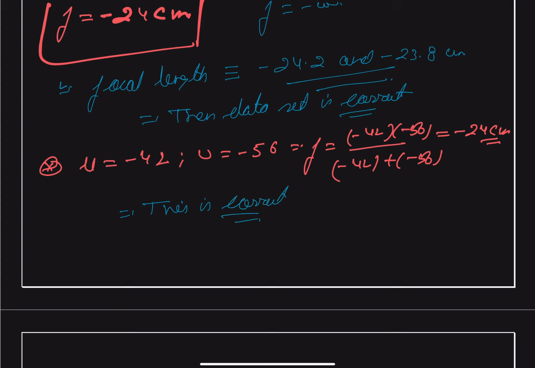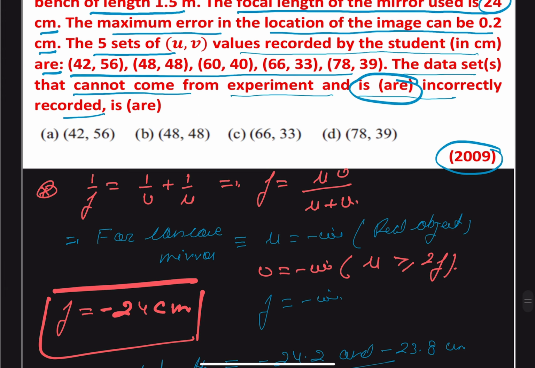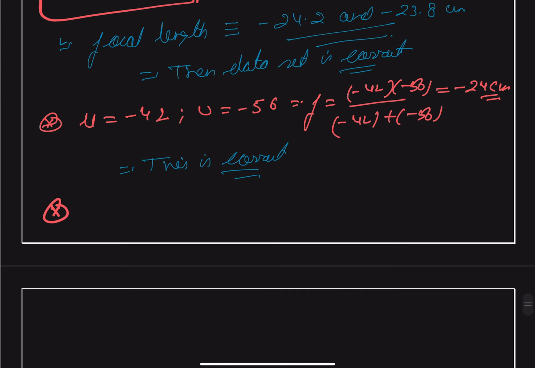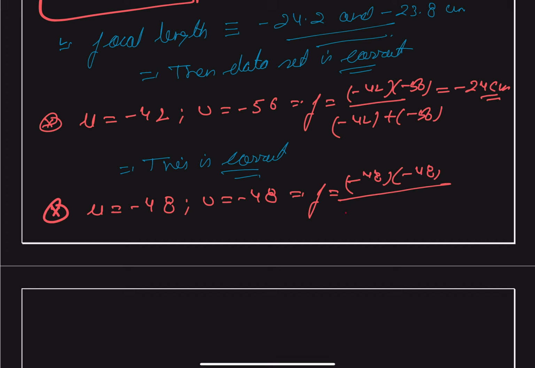We come to the next part. Here u is 48 and v is 48. So u is minus 48 and v is also minus 48. So we find our focal length: minus 48 multiplied by minus 48 divided by minus 48 plus minus 48, and this comes as minus 24 centimeters. So this is also correct.